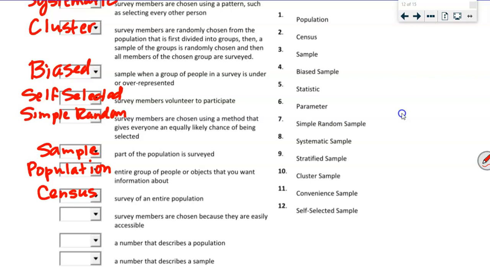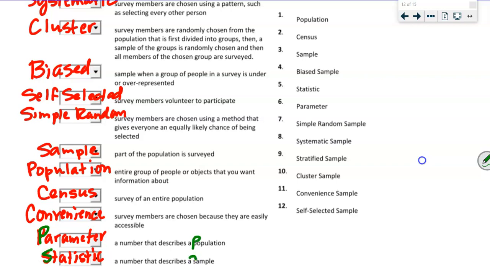Survey members are chosen because they are easily accessible. This is a convenience survey. A number that describes a population is a parameter. And then a number that describes a sample is a statistic. And the way I keep these straight, guys, is you got the parameter, population, right? Statistic, sample, okay?